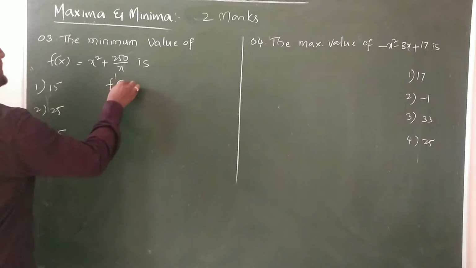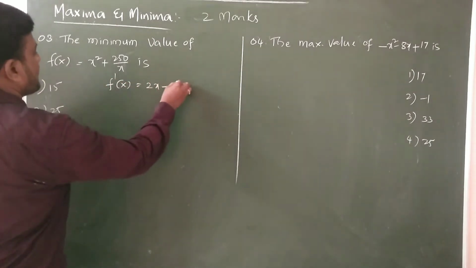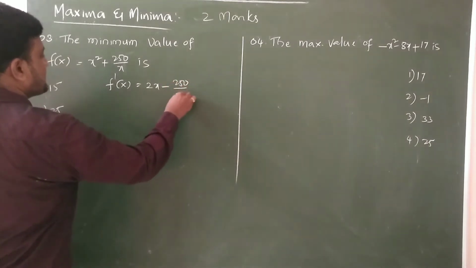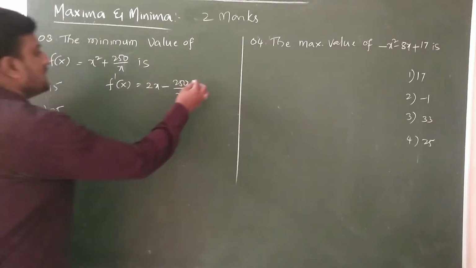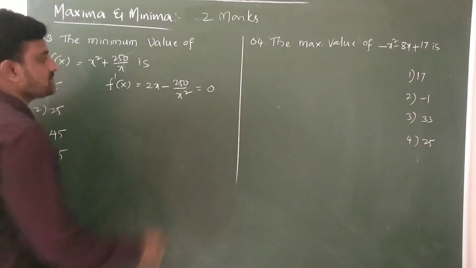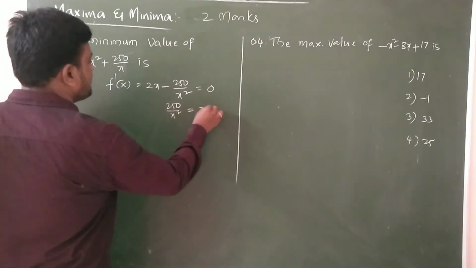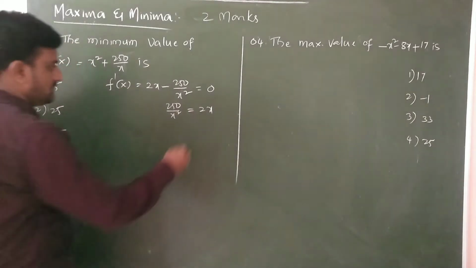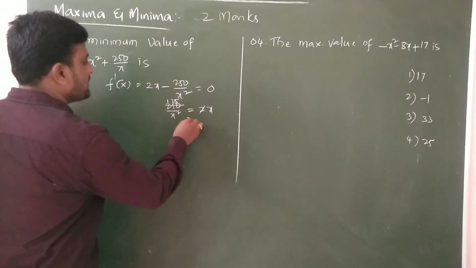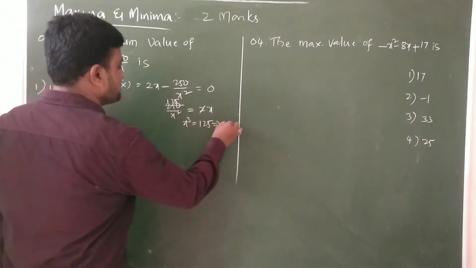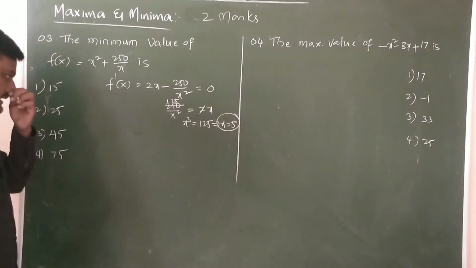Let f'(x) = 2x + (-250/x²), since 250 is a constant, leave that; the derivative of 1/x is -1/x². Taking f'(x) = 0, then 250/x² = 2x. Clearly x³ = 125, then x = 5. Leave that, it is a stationary point.